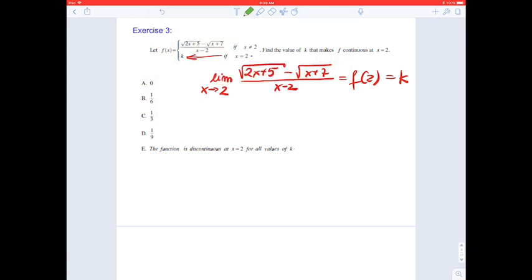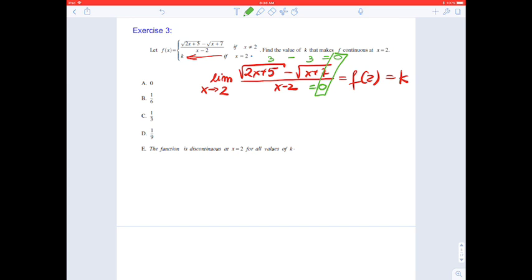I will do direct substitution. I have to be a little careful because I see a rational function and I may have a problem. If I substitute 2, I get 0 in the denominator right away. Let's check: 2 times 2 is 4, 4 plus 5 is 9, square root of 9 is 3, minus the square root of 2 plus 7, which is 9, square root of 9 is 3, and 3 minus 3 is also 0. That means I'm getting 0 over 0.